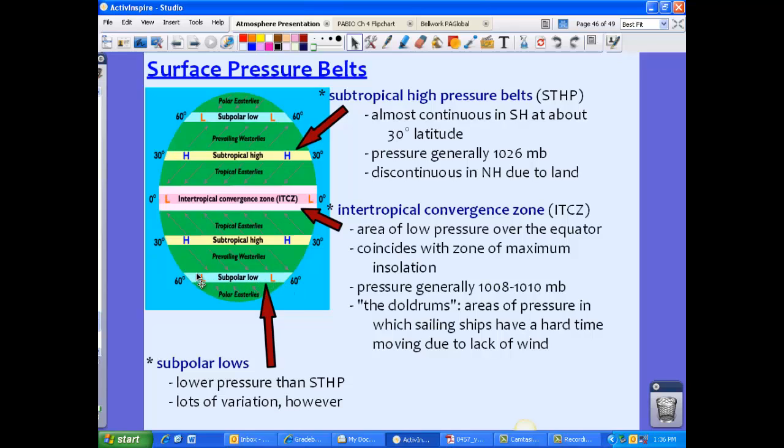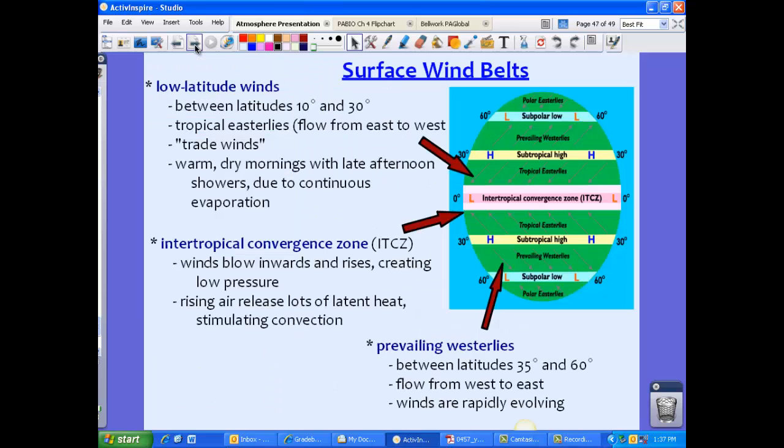We also see subpolar lows. Now the subpolar lows typically are about 60 degrees latitude, both north and south. Now these have lower pressure than our subtropical high pressure belts, of course. However, there's a lot of variation. And your textbook describes a ton of variation that goes on in these subpolar lows. So in some cases, we could get high pressure, higher than what it's talking about here. Could get really low. It just depends upon what type of mass of air is moving through it and what type of season.